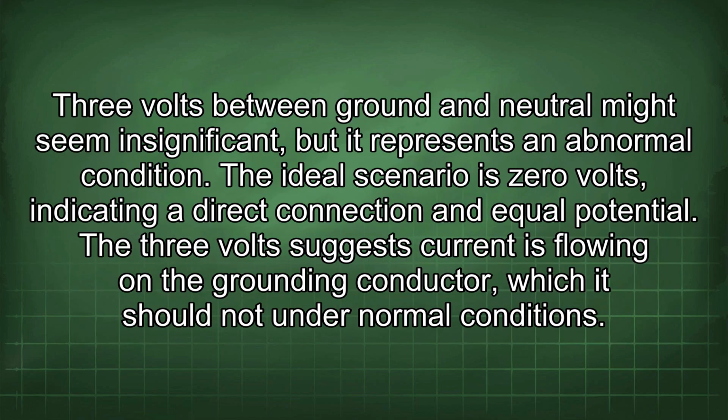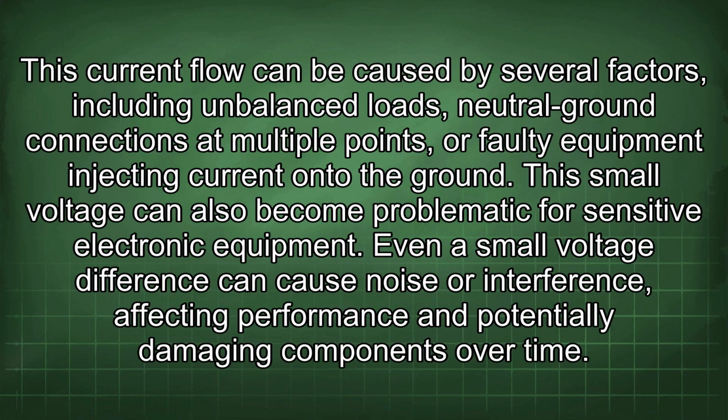3 volts between ground and neutral might seem insignificant, but it represents an abnormal condition. The ideal scenario is 0 volts, indicating a direct connection and equal potential. The 3 volts suggests current is flowing on the grounding conductor, which it should not under normal conditions. This current flow can be caused by several factors, including unbalanced loads, neutral ground connections at multiple points, or faulty equipment injecting current onto the ground.